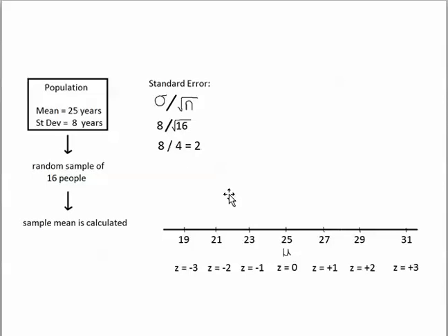So in this situation, if the sample mean comes out to 19, then the sample mean has a z-score of -3, because in that case the sample mean is 3 standard errors below the population mean. If the sample mean comes out to 31, then the sample mean has a z-score of +3, because in that case the sample mean is 3 standard errors above the population mean. Or if the sample mean comes out to 29, then the sample mean has a z-score of +2 because the sample mean is 2 standard errors above the population mean.